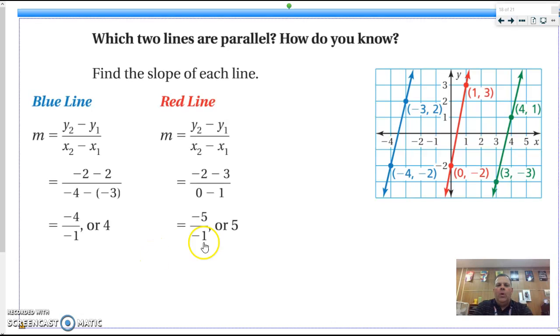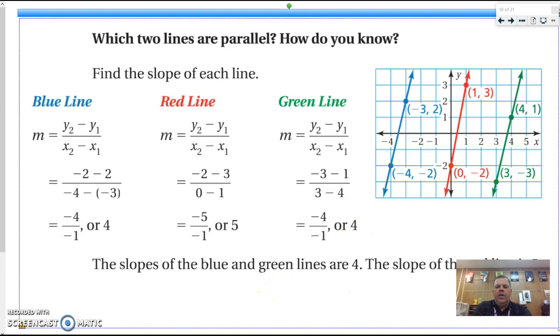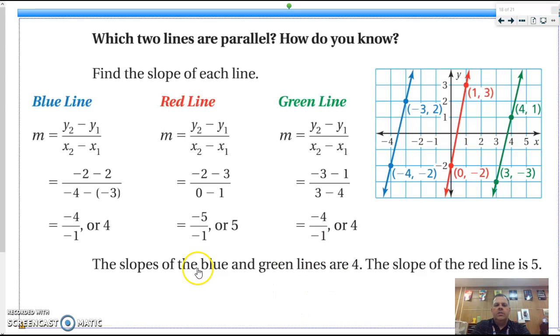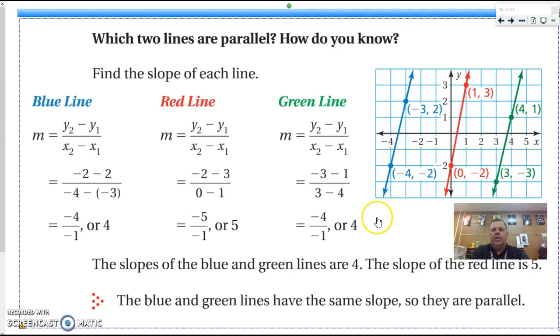We now know that blue and red are not parallel because they have different slopes. When we do the green one, using the same formula, we substitute in negative 3 minus 1 and 3 minus 4. When I do those, I get negative 4 over negative 1, or 4. Therefore, the slopes of the blue and green lines are both 4, and the red line is 5. Therefore, our green and blue happen to be parallel because they have the same slope. Parallel lines always have the same slope.